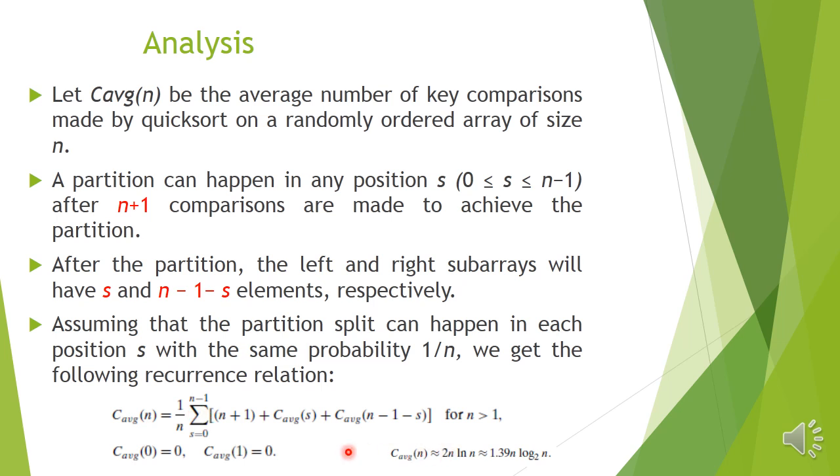We take the probability value, so 1 by n sigma s equal to 0 to n minus 1. We consider s from 0 to n minus 1, take the first n plus 1 comparisons, then the average of the s value and the average value of n minus 1 minus s. Finally we get the value n log to the base n. So for the quicksort algorithm, the best case and average case analysis is n into log n, and for the worst case we need n square time to complete the quicksort algorithm.